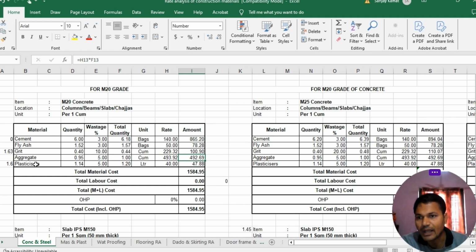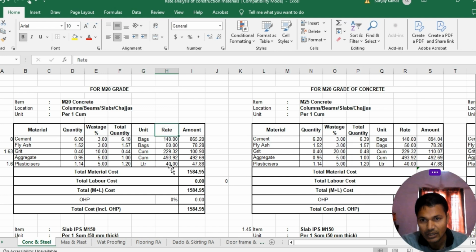Okay, so now we are going to check the material plasticizer. How much have we taken? The quantity is 1.14, and the wastage percentage of the plasticizer is 5%, and the total quantity we have taken is 1.20. Okay, so 1.20, and the unit is liter. So this plasticizer is liquid, so this will be in liter, not in kg.